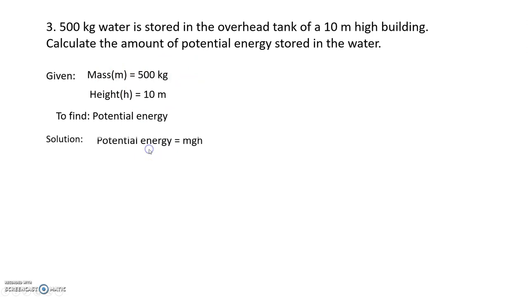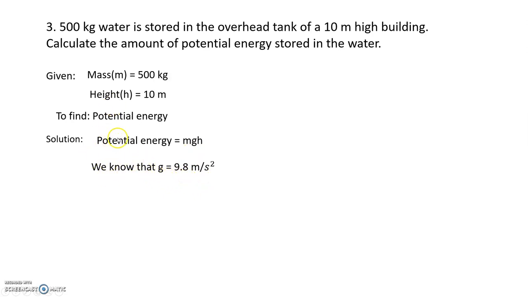Solution. Potential energy formula: mgh. Now we know the mass is in kilograms and the height is in meters, so both the units are in the MK system, so there is no conversion. Now mass m is given and height is given. What is g? g is 9.8 meter per second square in the MK system, which you should be knowing. So we know that g is 9.8 meter per second square, and this is a constant value in all the sums. Wherever you have to use g, you will have to use this value in the MK system, 9.8.